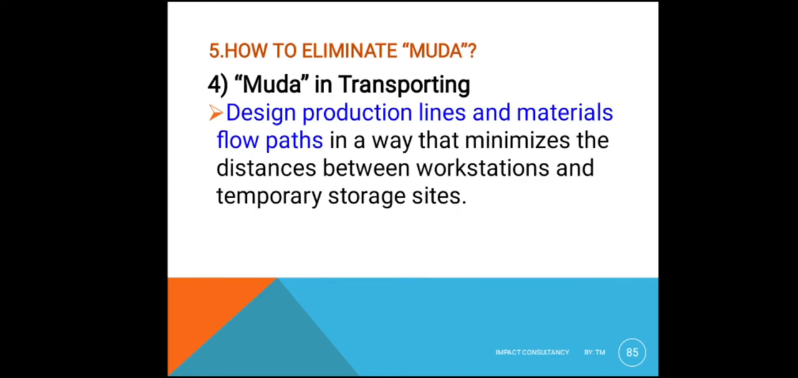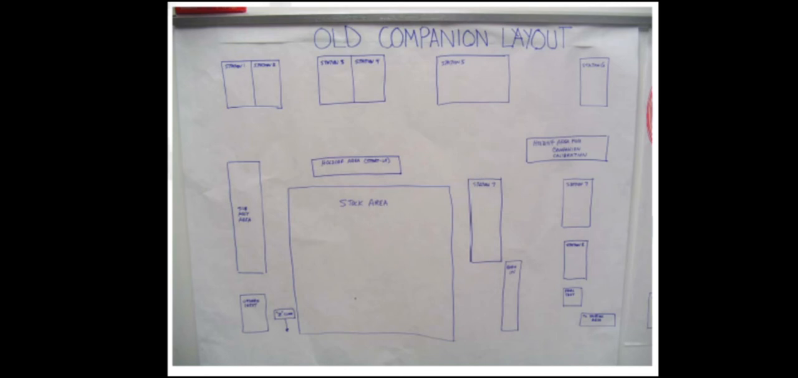And the fourth one, how to eliminate Muda in transporting. Design production lines and materials flow paths in a way that minimizes the distance between workstations and temporary storage, because we said that the cause for Muda of transportation is bad layout. So eliminate bad layout by graphing the old working layout to a new, better, improved layout.